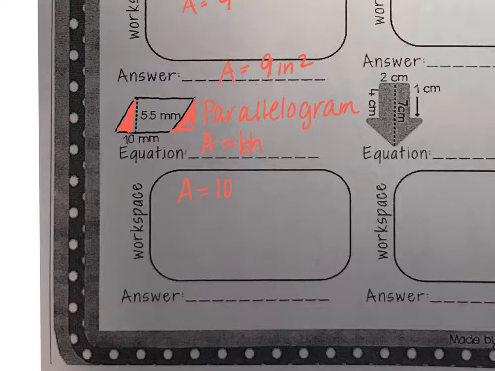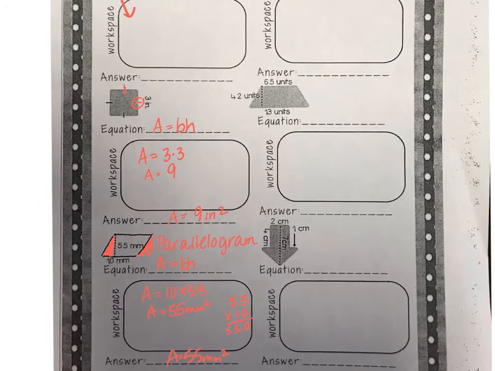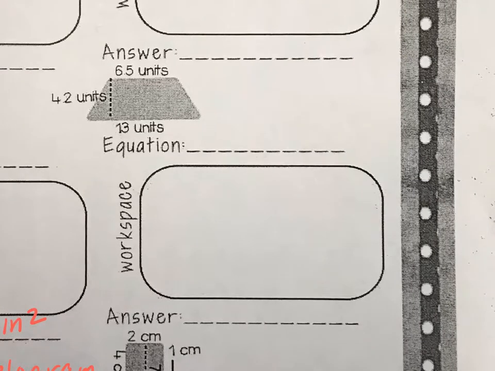Okay. So your base is 10. Your height is 5.5. So 5.5 times 10 is 55 millimeters squared. So I'm going to go ahead and write that in the answer spot right there. Okay. Now I'm going to skip the top one for just a second, and I'm going to go to this one right here. What's that?